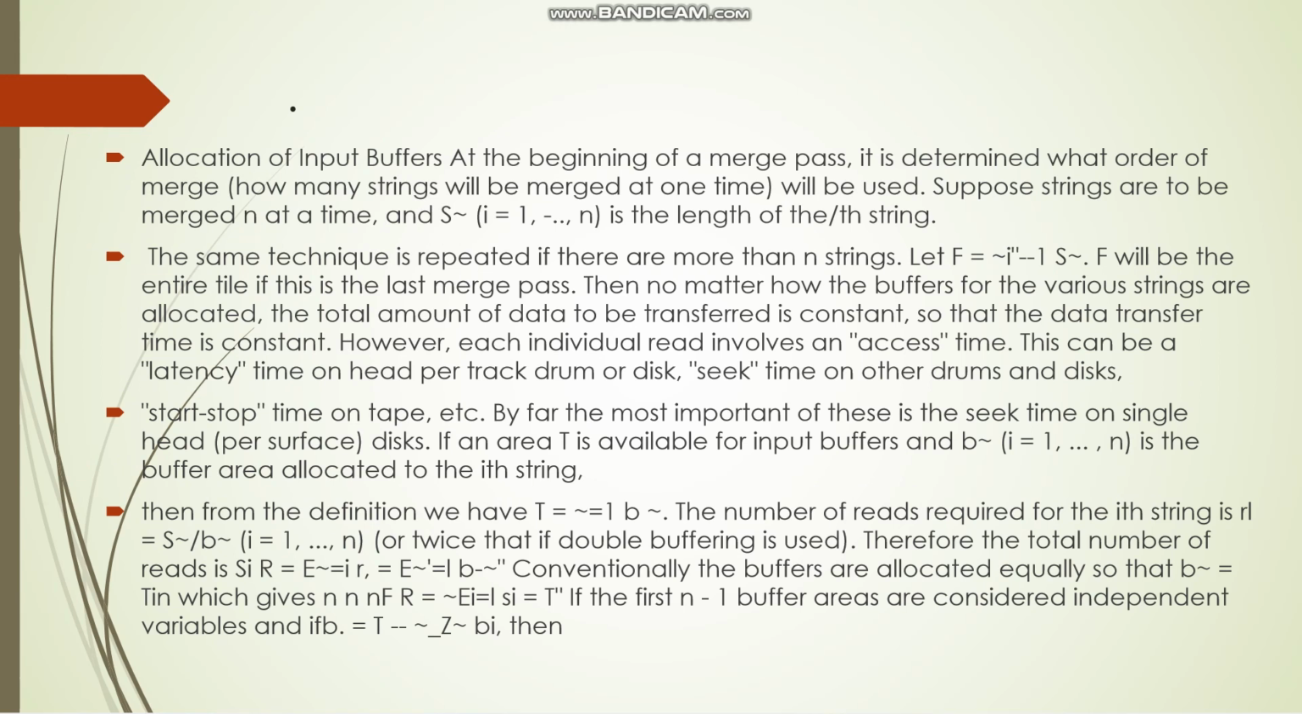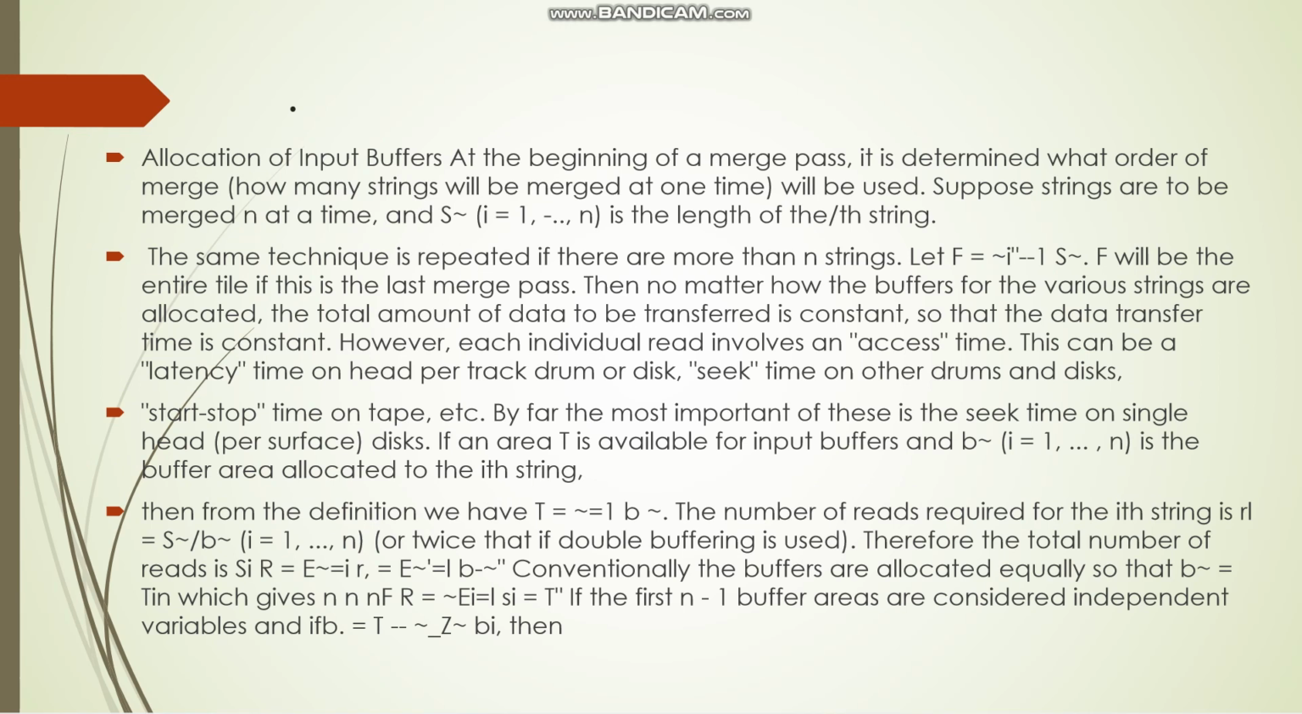Allocation of input buffers at the beginning of a merge pass. It is determined what order of merge, how many strings will be merged at one time, will be used. Suppose strings are to be merged n at a time, and s_i, for i equals 1, 2, and so on to n, is the length of the string. The same technique is repeated if there are more than n strings. Let f equal the sum of the s_i. F will be the entire file if this is the last merge pass.